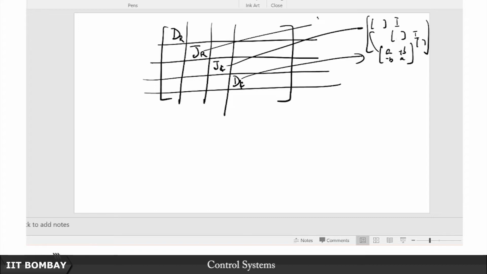This JR, of course, I understand is lambda, lambda, something like this, with 1s on the super diagonals. This D of course I understand is lambda 1, lambda 2, like this till lambda n, right. So I have all of these different structures sitting here. Lastly, I can have maybe multiple DCs like this.